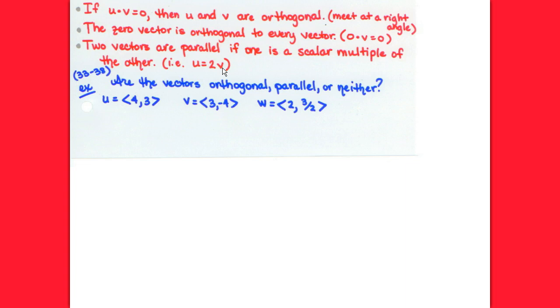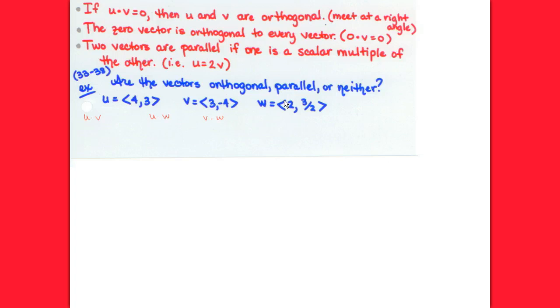So, in the last example, they give me a couple of vectors and they ask me to tell, are these vectors parallel, orthogonal, or neither? So, probably the easiest thing to check is orthogonal. Let's start with that. Let's start with dot product. Okay? So, I'm going to need to compare u and v, u and w, and v and w. Those are all the possible combinations for those vectors, right?